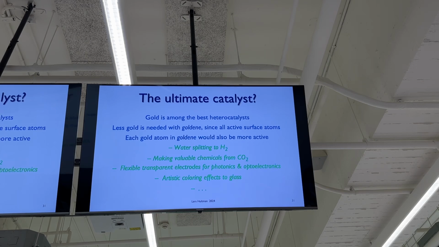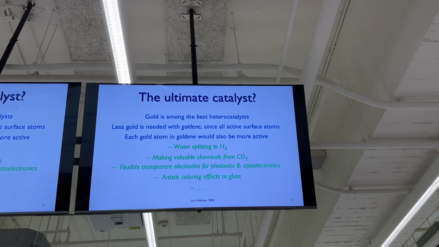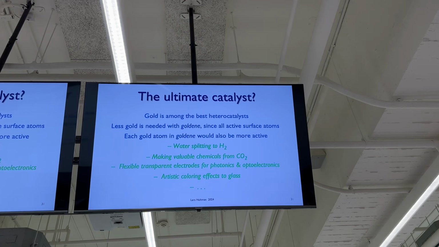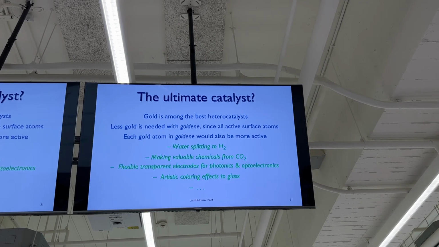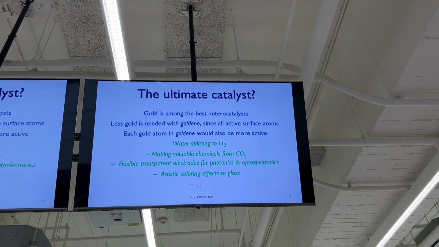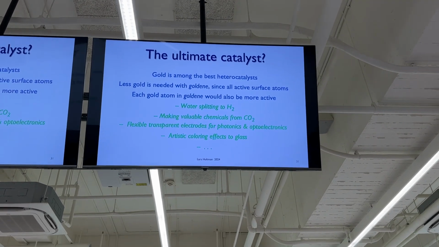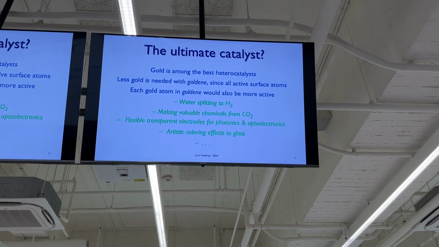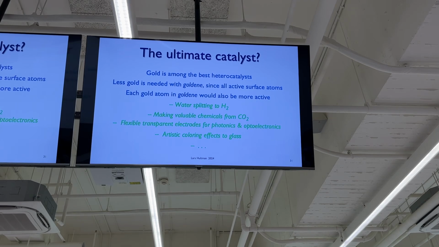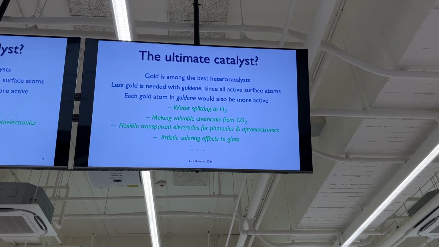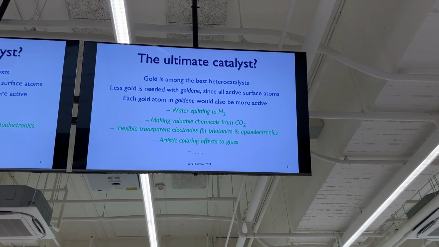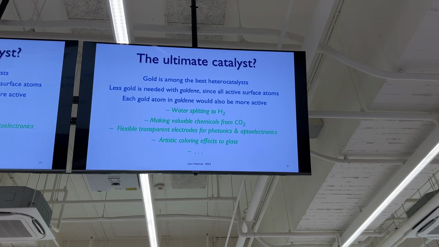I mentioned here transparent electrodes. What color would goldene have? Well, probably no color. It would be transparent. If you make a metal, any metal, sufficiently thin, it becomes transparent. It's published that 3-layer gold is 85% transparent. So I would expect goldene to be 95 or 99% transparent.